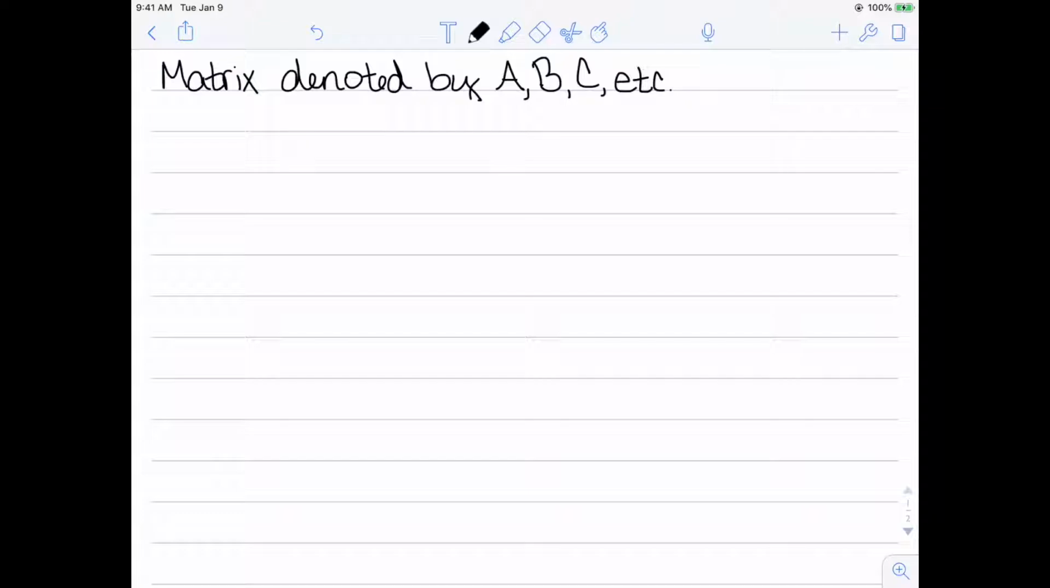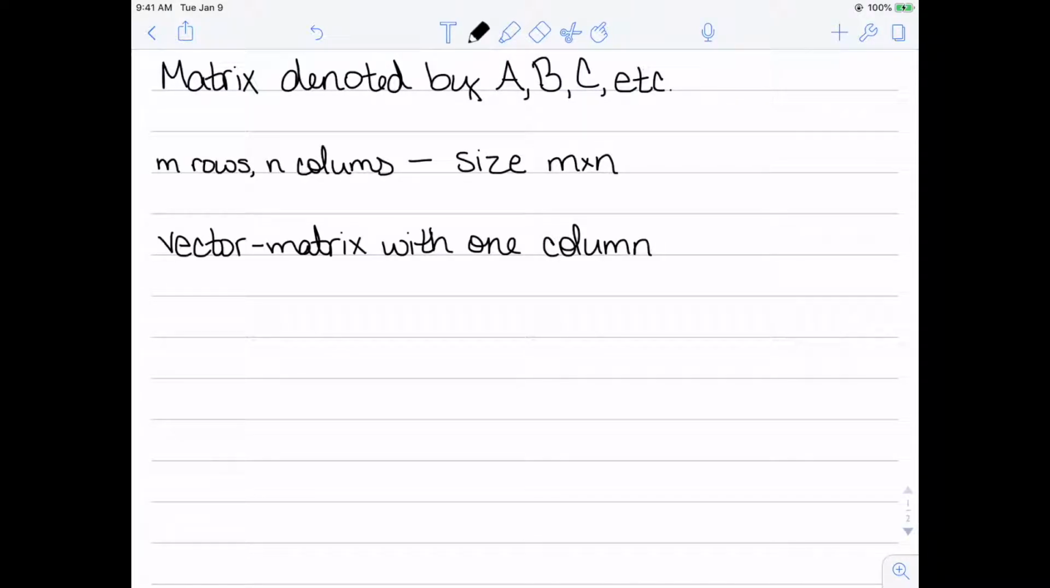We'll now start to look at some of the basic matrix operations. But before we do that, let's look at a little bit of notation. First, matrices are typically denoted by capital letters like capital A, B, C, etc. And as a reminder, if I have m rows and n columns, then the size is m by n. A vector is a matrix with only one column.